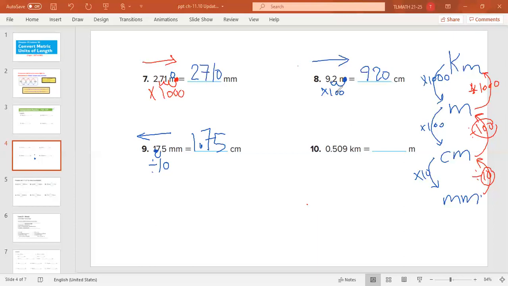Now let's go to question number 10. Question number 10, we are going to convert from kilometer to meter. Now here I'm going to multiply by 1000. Let's do it. Here I'm going to multiply it by 1000.